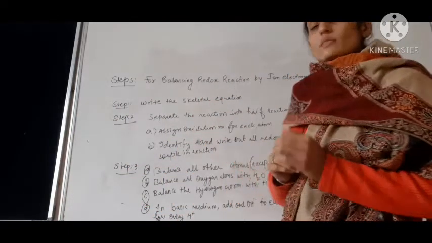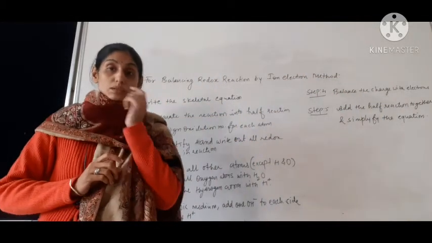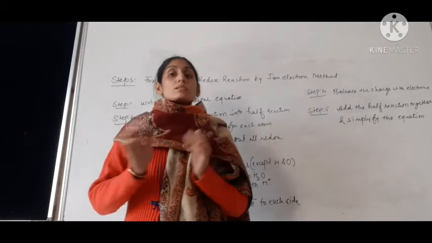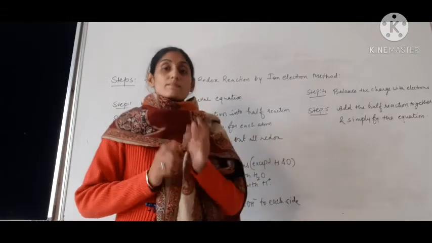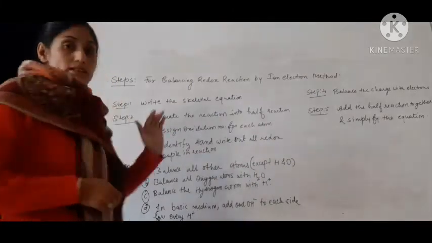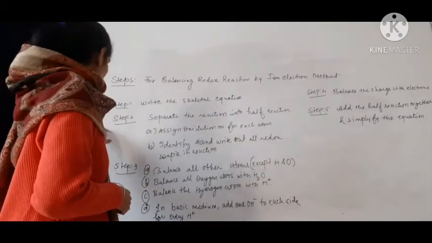The very first step is similar to the oxidation number method. We have to write the skeletal equation. The skeletal equation is the unbalanced equation where the number of atoms is not equal on both the right hand side and the left hand side. That means the reactants and products do not have equal numbers of atoms.